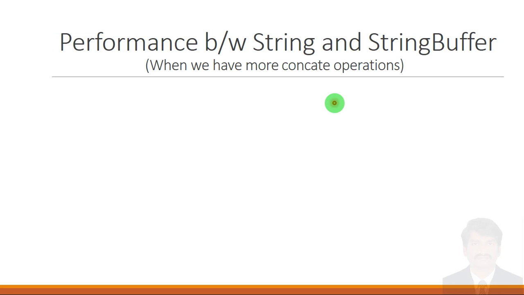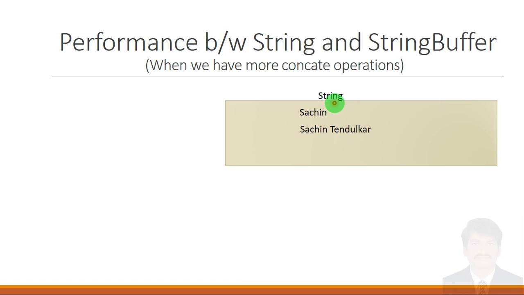And the same thing I am going to do with string buffer, and I am going to measure the time taken by the first method and the time taken by the second method. Let me show you this. This is the string. I am creating Sachin and trying to add Tendulkar. It will create a new object. Again, when I am trying to add Tendulkar, it will create a new object.